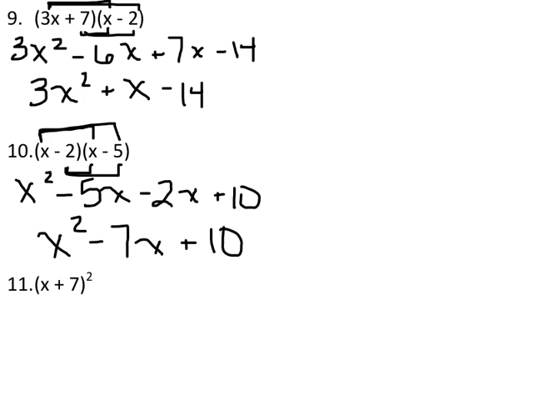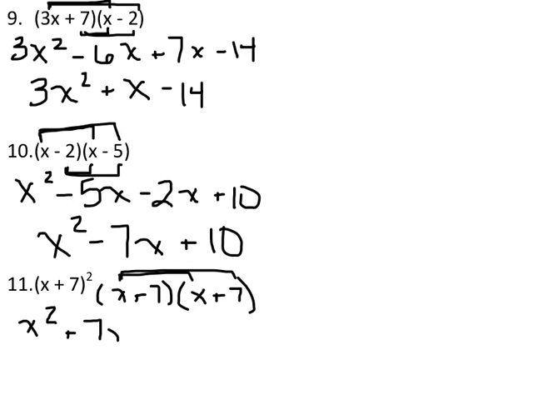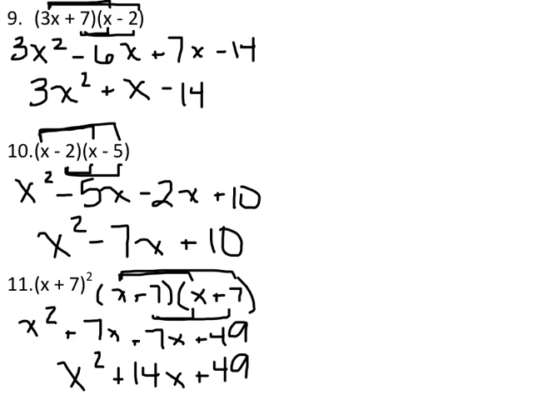And finally, number 11, when you have something squared, remember you're just multiplying it by itself twice. So x plus 7 quantity squared is x plus 7 times x plus 7. X times x is x squared. X times 7 is 7x. 7 times x is 7x. And 7 times 7 is 49. Combine like terms. X squared plus 14x plus 49.